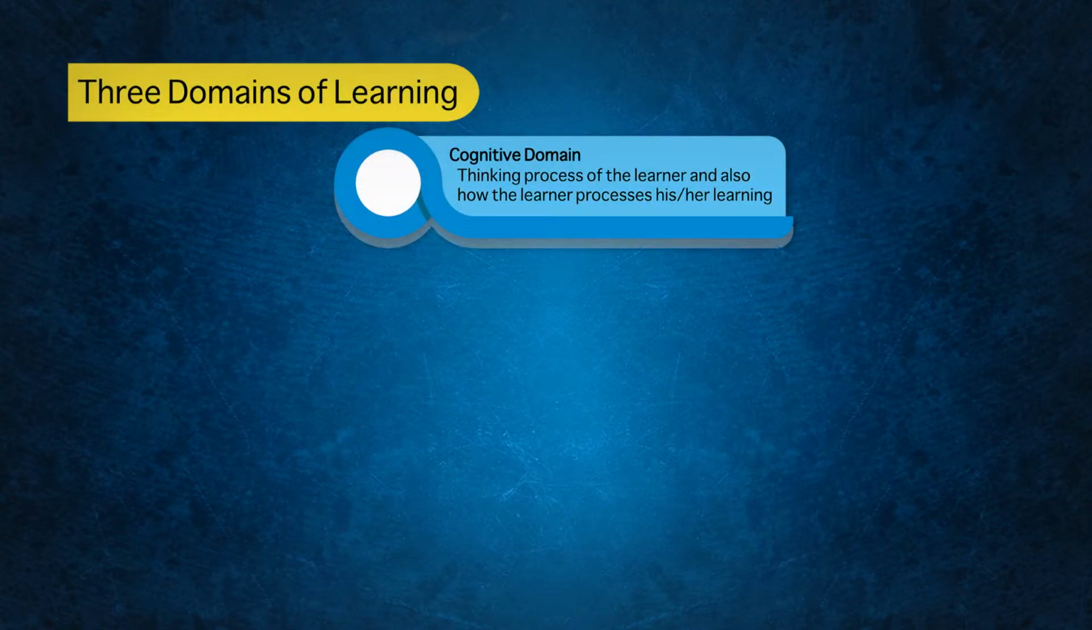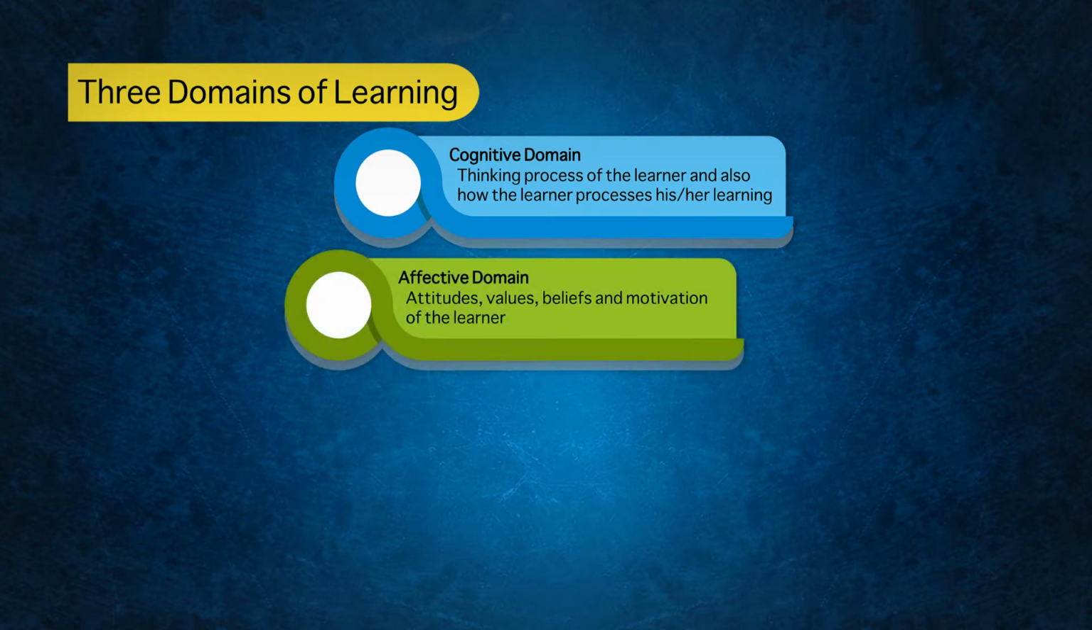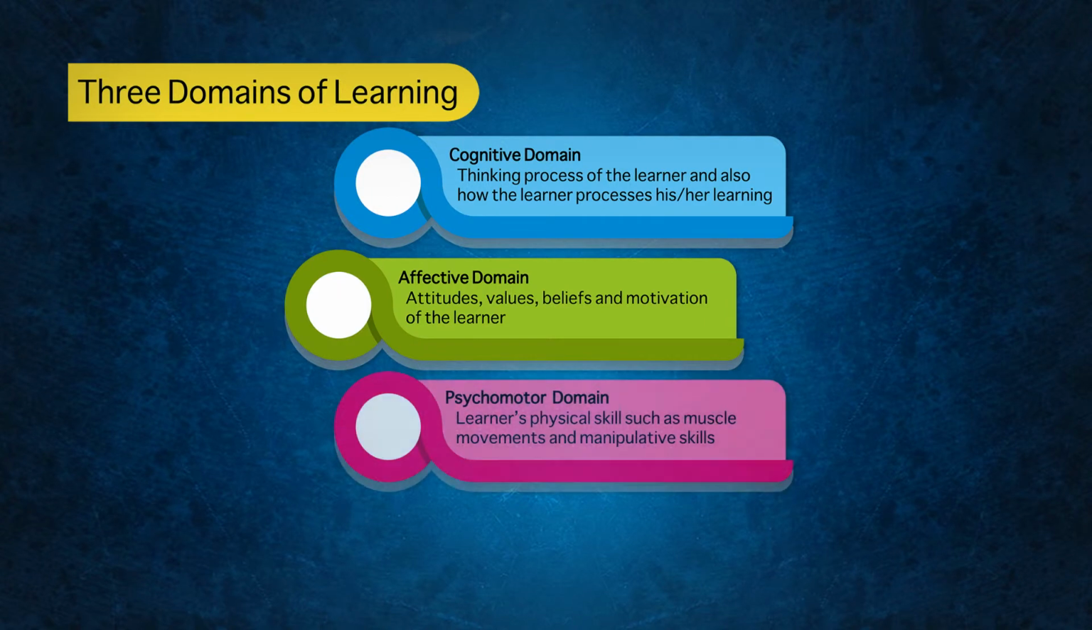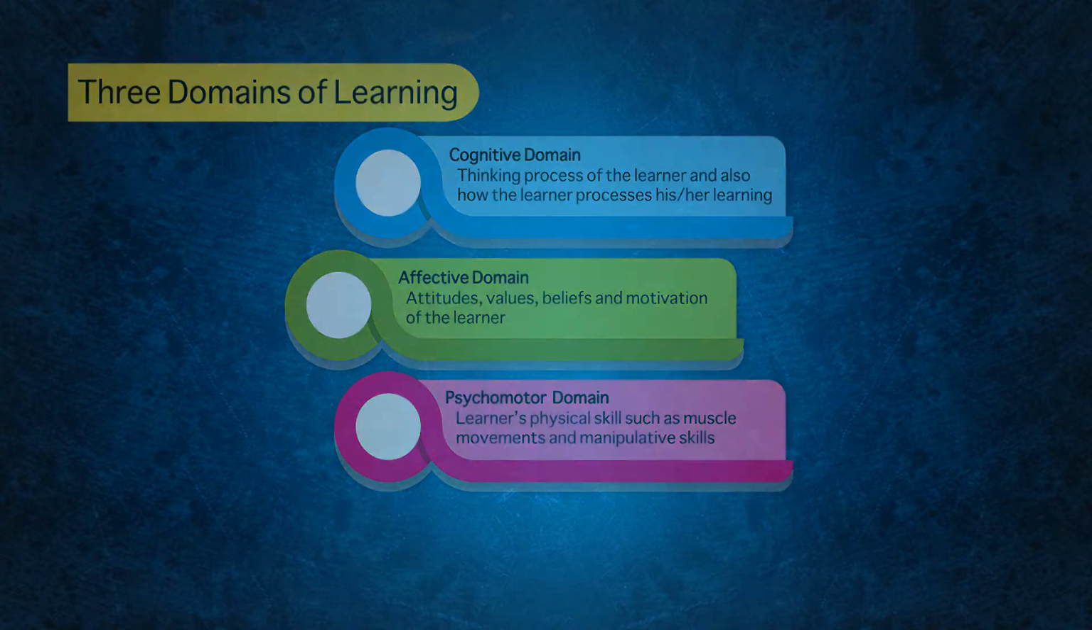The cognitive domain focuses on the thinking process of the learner and how the learner processes his learning. The affective domain focuses on the attitudes, values, beliefs, and motivation of the learner. The psychomotor domain looks at the learner's physical skills, such as muscle movements and manipulative skills. This video lecture only focuses on the cognitive domain.